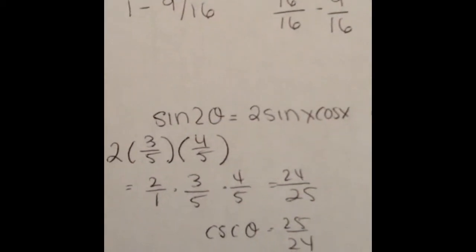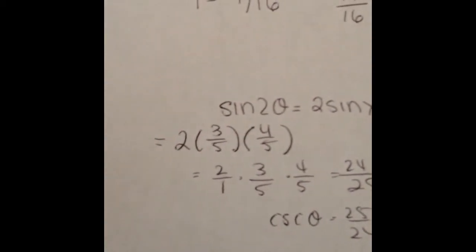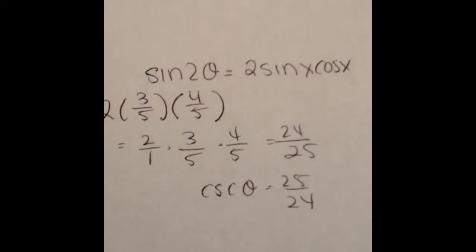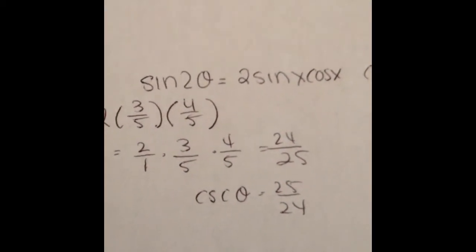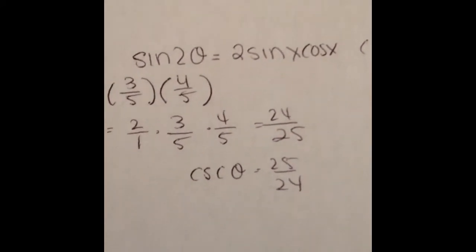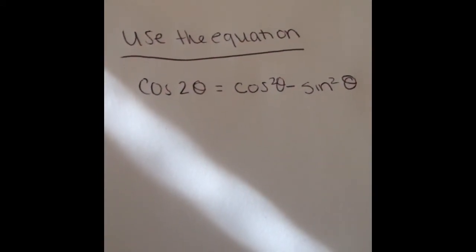Sine 2 theta is also the same. The equation is 2 sine x cosine x. When plugging in the numbers, it simplifies to 24 over 25. Now flip this and cosecant equals 25 divided by 24.